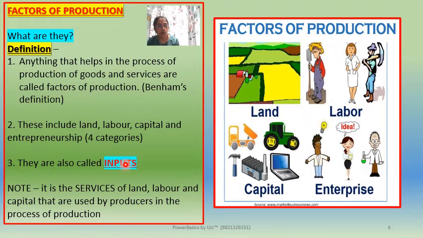They're also called inputs. It is the services of land, labor, and capital that are used by producers in the process of production. The services of land means land says, I'm here, come work on me. These guys say, I'll give you my service. Capital says, my services, I'll help you buy things for your factories. Entrepreneurship is, I have ideas, I have intelligence, I'll help you with that. I'll give you that service. Okay.